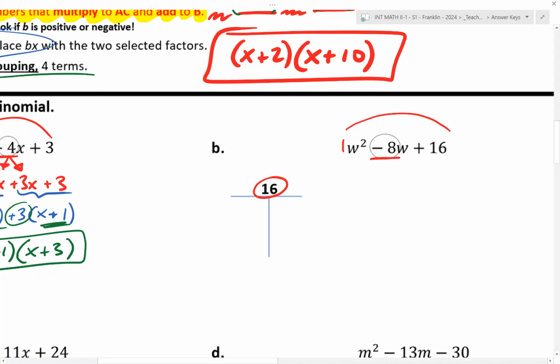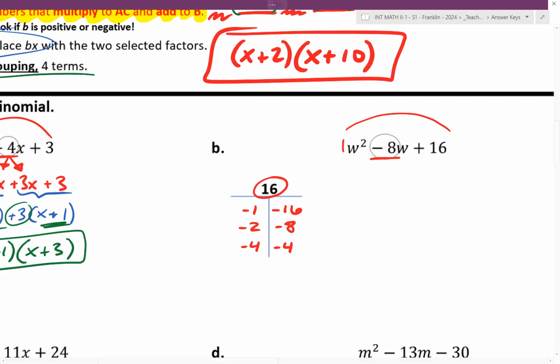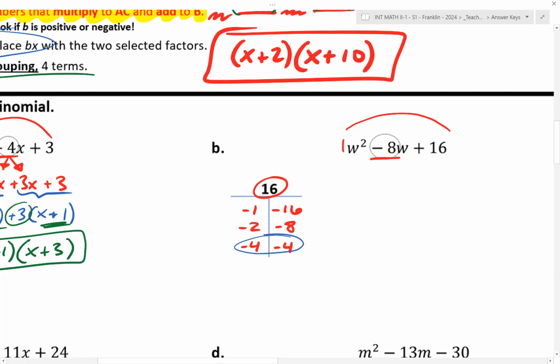Okay, so when you have a product that's positive, but a sum that's negative, you know both of your numbers have to be negative. So negative 1 times negative 16, negative 2 times negative 8, negative 4 times negative 4. Right, because in order for the sum to be negative, at least one of the numbers needs to be negative. Otherwise, you would always get a positive sum. And if your product is positive, the only way to have any negatives involved is to have both numbers be negative, so you get a positive product. So both of our numbers need to be negative here. And in this list, only negative 4 and negative 4 add to negative 8. The others don't work out.